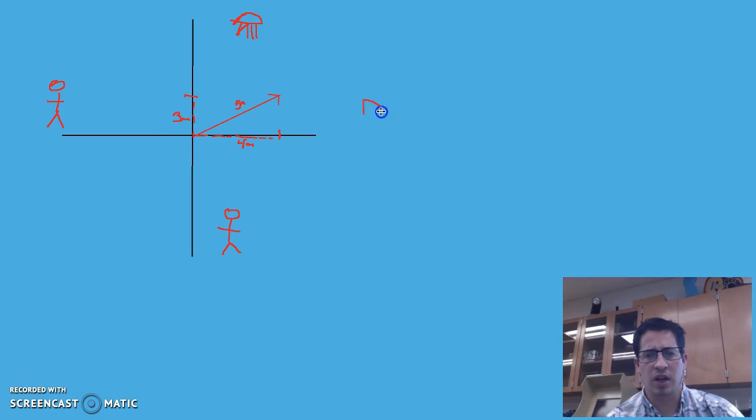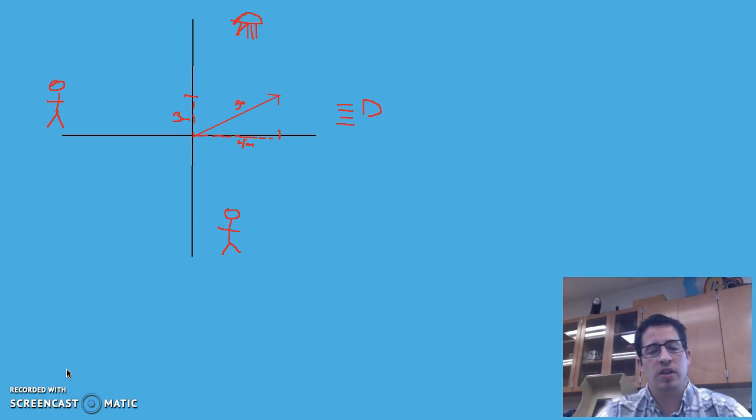If we were to shine a light like this, the shadow here would be 3 meters tall as opposed to 5 meters. And so this two-dimensional vector has one-dimensional components, or projections, that are 4 meters and 3 meters long.